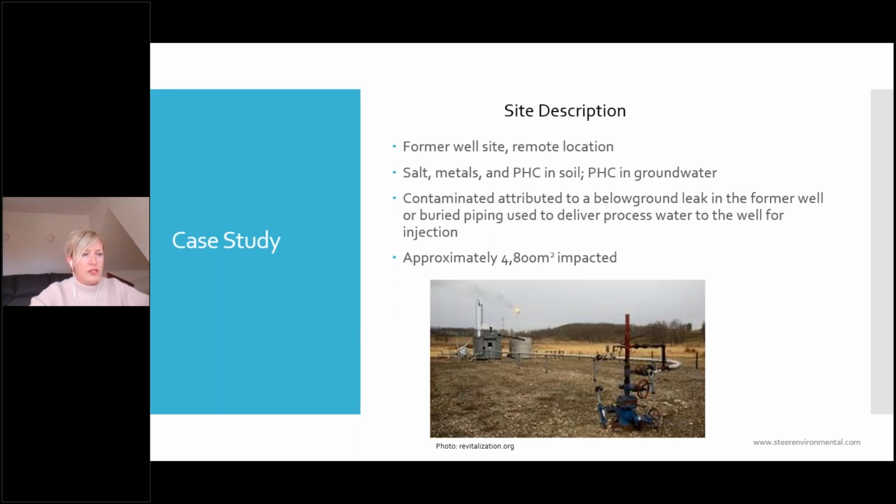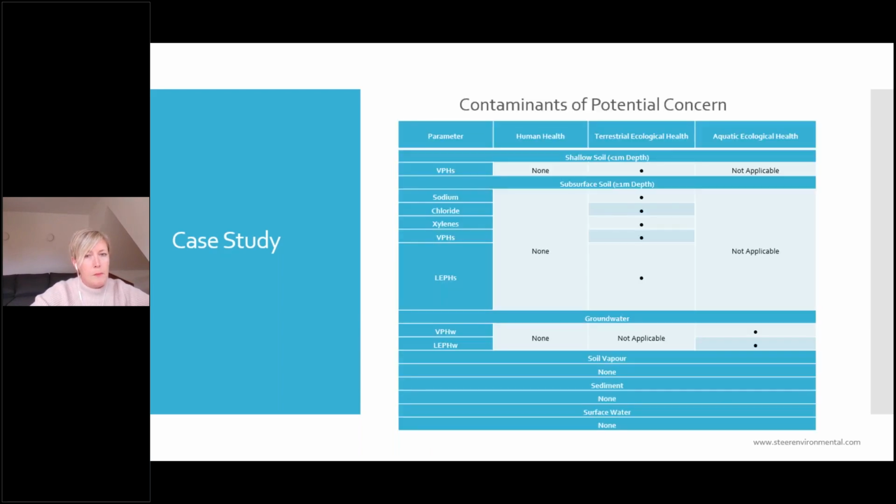So to demonstrate this, and hopefully demonstrate the risk assessment process and the scientific basis on which it is done, I'm going to walk you through a case study for a site that we worked on. It's a remote site. It was a former well location. Contamination was comprised of salt, metals, and petroleum hydrocarbons in soil, as well as petroleum hydrocarbons in groundwater. The contamination was attributed to a below ground leak, either from the well or from some buried piping. And the approximate area impacted was 4,800 square meters.